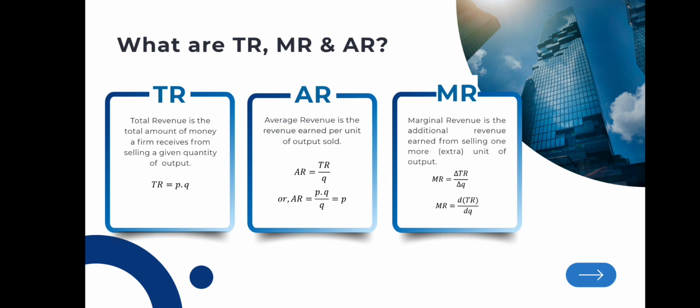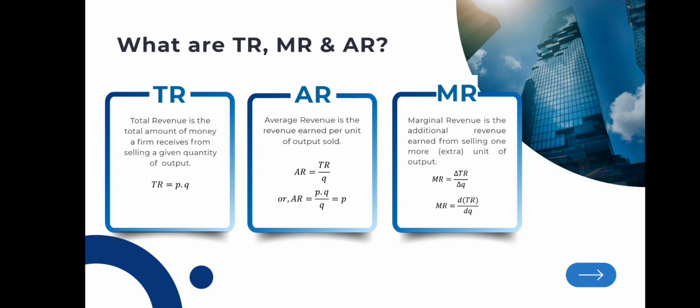Now we shall look into what are TR, MR, and AR. TR, which stands for total revenue, is the total amount of money a firm receives from selling a given quantity of output. That said, we see that total revenue equals price times quantity. AR stands for average revenue, the revenue earned per unit of output sold. Therefore, we can see AR equals total revenue divided by quantity sold. If we replace the value of TR from the previous equation, then we see that AR becomes equal to the price.